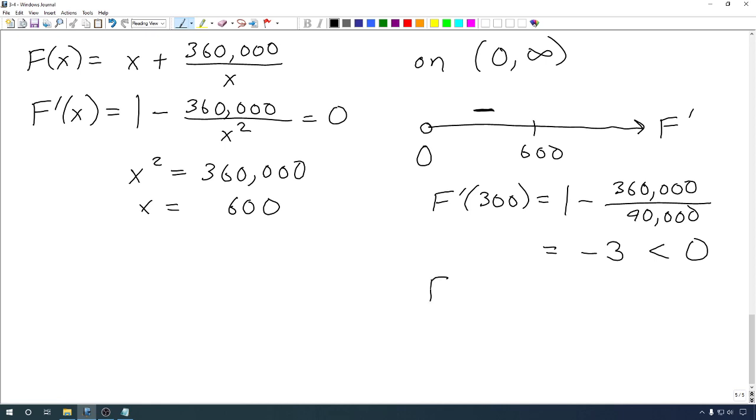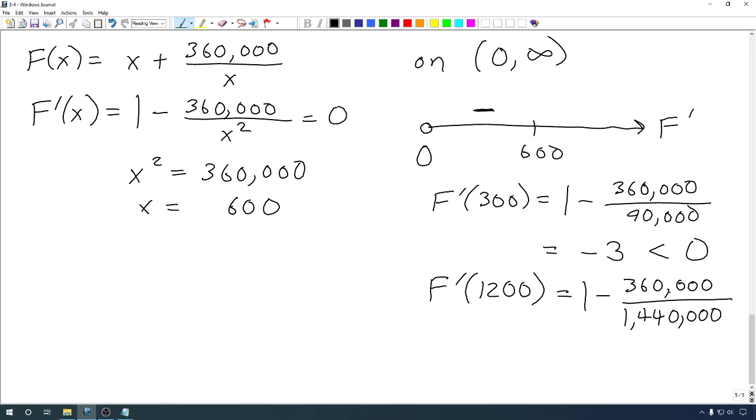On the other side, I picked 1200. Again, it doesn't really matter what number I pick as long as it is in this interval. I just picked that to make it a little easier to compute. So I have 1 minus 360,000 over 1200 squared, which is 1,440,000. But the important thing here for calculation is that it is actually 4 times 360,000. And so we get 1 minus a quarter, or in other words, 3/4, which is specifically a positive number. And that's what I wanted.